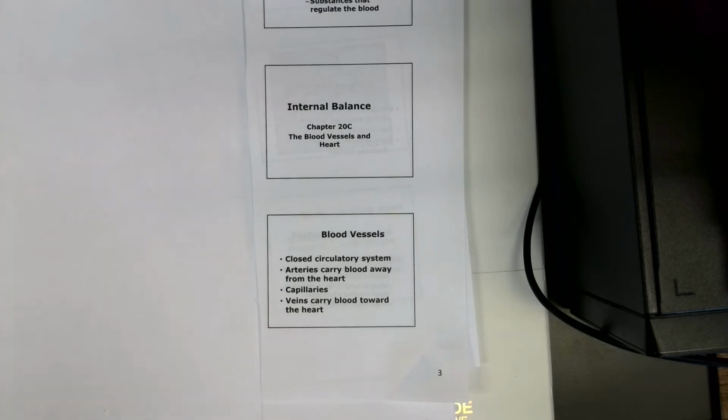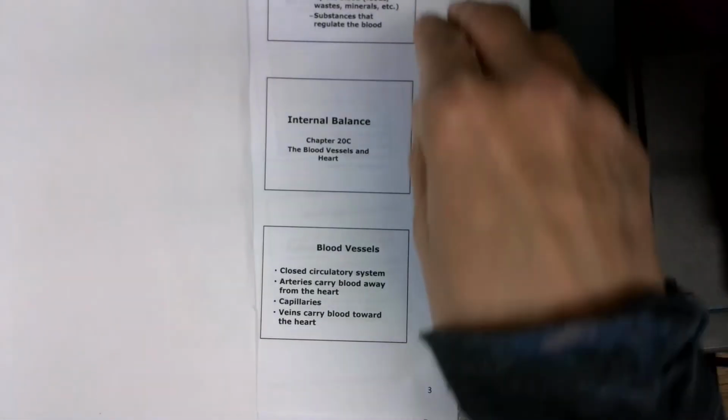We're going to talk a little more about our homeostasis, our internal balance, only this time we're going to go a little more in depth involving the circulatory system. We want to talk about what the different parts are.